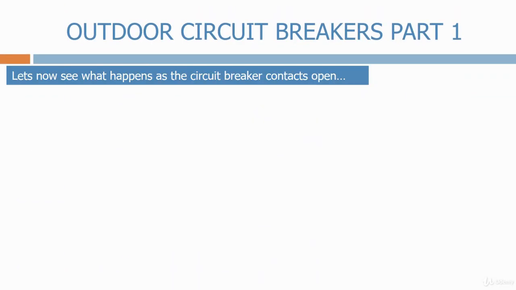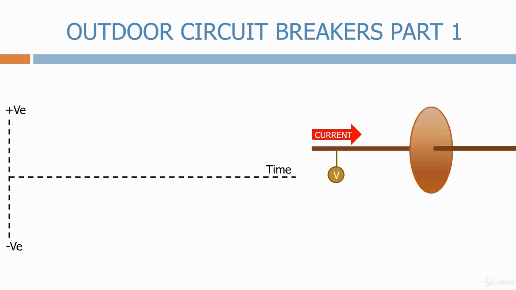Let's now see what happens as the circuit breaker contacts open. Here's a representation of the contacts, with a graph showing the voltages and currents over time. The contacts will open in a very short time scale, either 10 or 20 milliseconds. Let's now slow this sequence down to see what's happening.